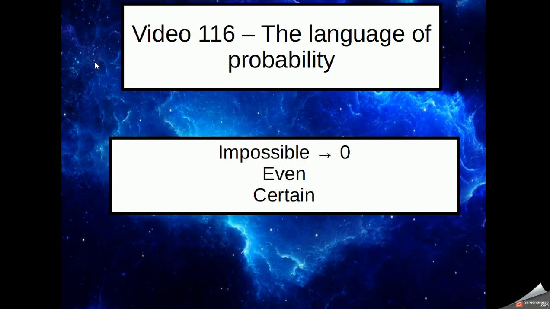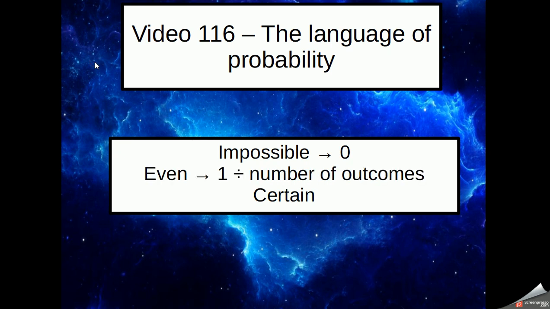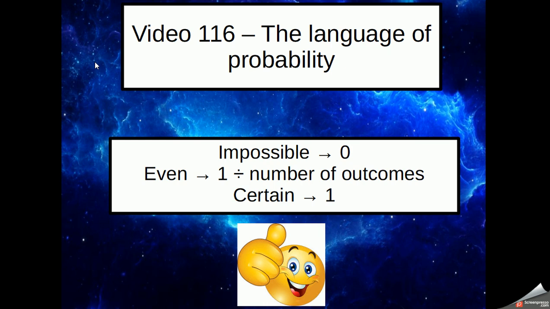So impossible is represented by the number 0. Even is represented by 1 divided by the number of outcomes. So if I had 4 outcomes, the chance of those outcomes occurring is 1 divided by 4, or a quarter. Every one of them is a quarter. And certain is represented by the number 1.